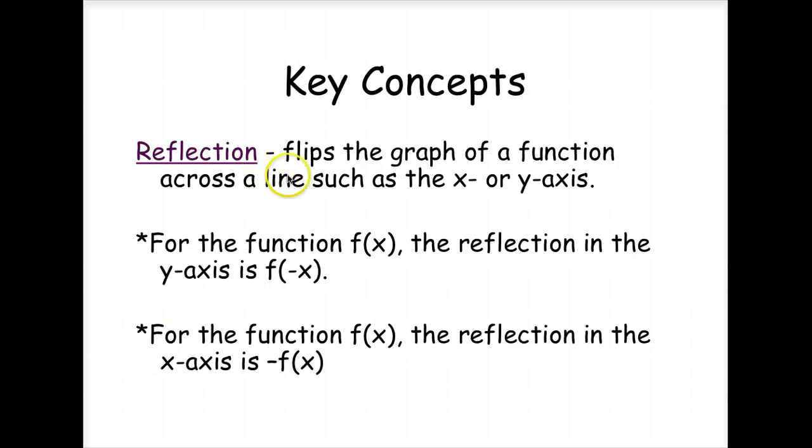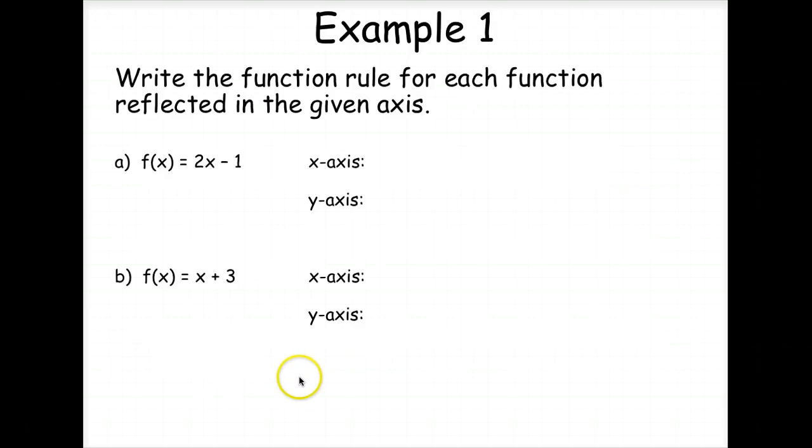Okay, reflection flips the graph of a function across a line, such as the x or y axis. So for the function f of x, the reflection in the y-axis is f of negative x. For the function f of x, the reflection in the x-axis is the opposite of f of x. So let's look at what that means. So we've got this function. Let's write the rule for each function reflected in the given axis.